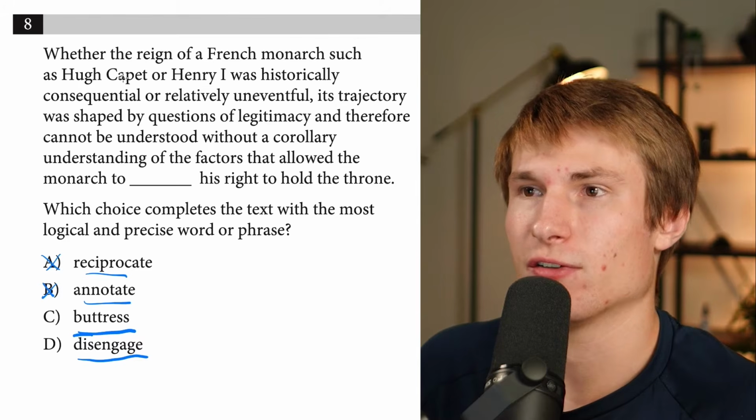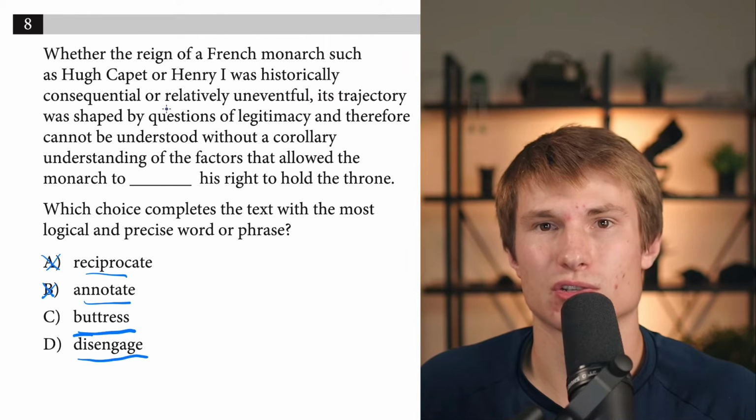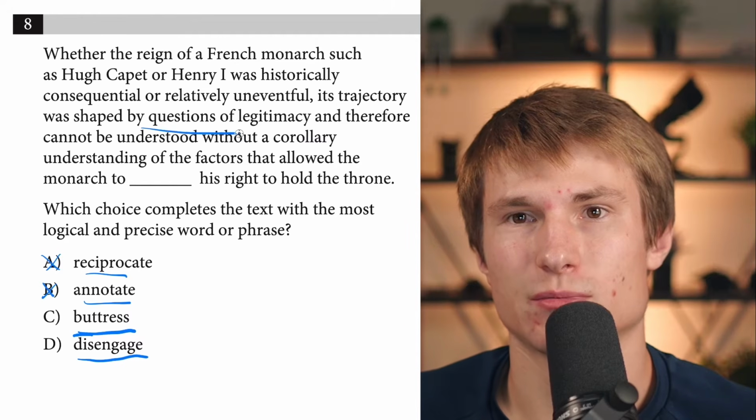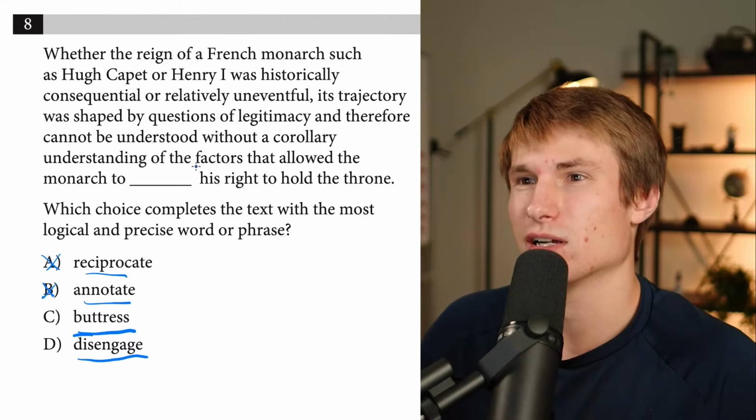We have whether the reign of a French monarch such as Hugh Capet or Henry I was historically consequential or relatively uneventful. Its trajectory was shaped by questions of legitimacy and therefore cannot be understood without a corollary understanding of the factors that allowed the monarch to blank his right to hold the throne.